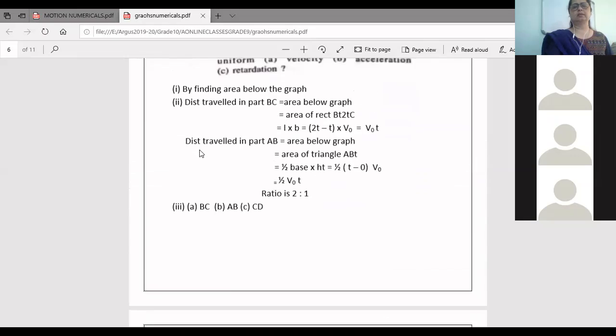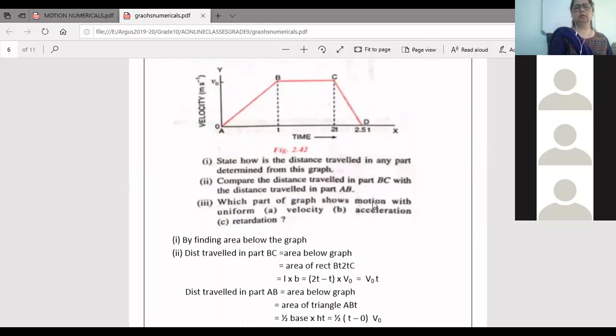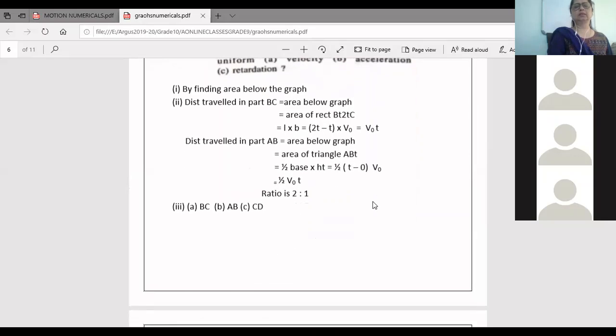Similarly, the slope of CD will be V0 divided by the time interval. How do I get it? Look at CD: V0 minus 0, and the time interval is 2.5t minus 2t. 2.5 minus 2 is 0.5t. So that will be the retardation.